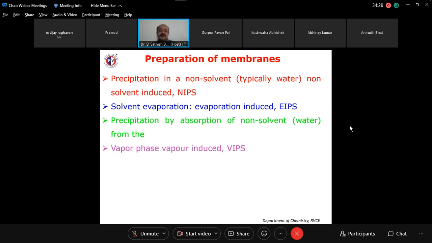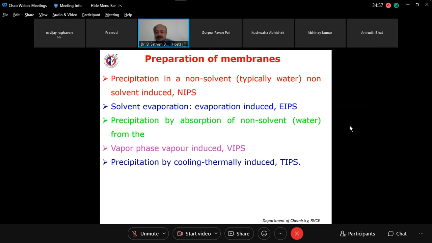And vapor induced method. Okay, this is also called the VIPS method. So you have to convert this polymer into vapor phase, and you have to condense it somewhere, and then you are going to get the membrane. Okay, so this is called the VIPS method. And precipitation method. This is called the TIPS method.